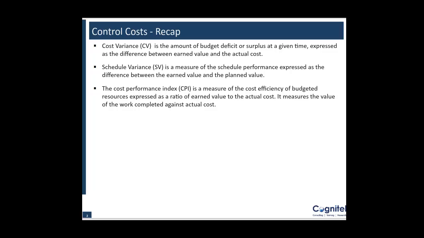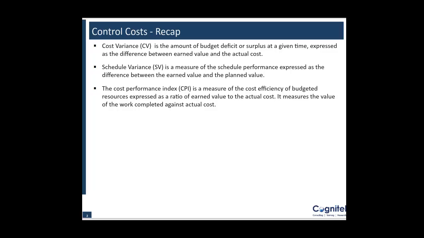Schedule variance is basically the difference between earned value and planned value. That is also what we saw.